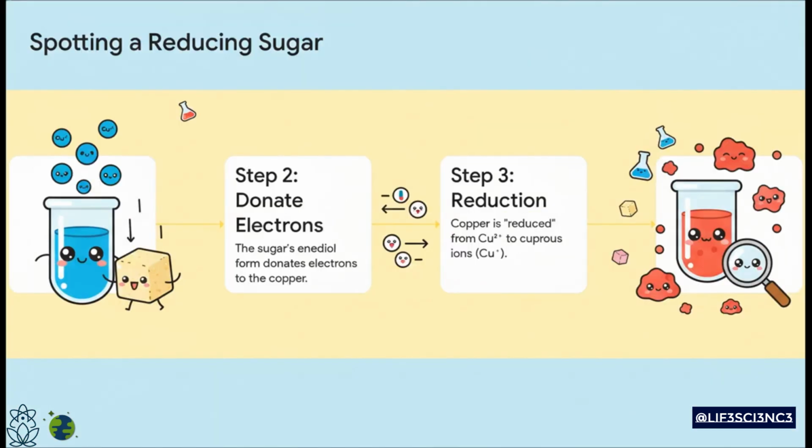And we can actually see this happen with our own eyes in a couple of classic lab tests. You take your sugar and add it to this bright blue liquid that has copper ions in it. If your sugar is a reducing sugar, that enediol form gets to work, donating its electrons to the copper. This changes the copper, reducing it. And here's the cool part. The new copper can't stay dissolved, so it literally falls out of the solution as this awesome brick red solid. It's a fantastic visual yes or no test for that reducing power.